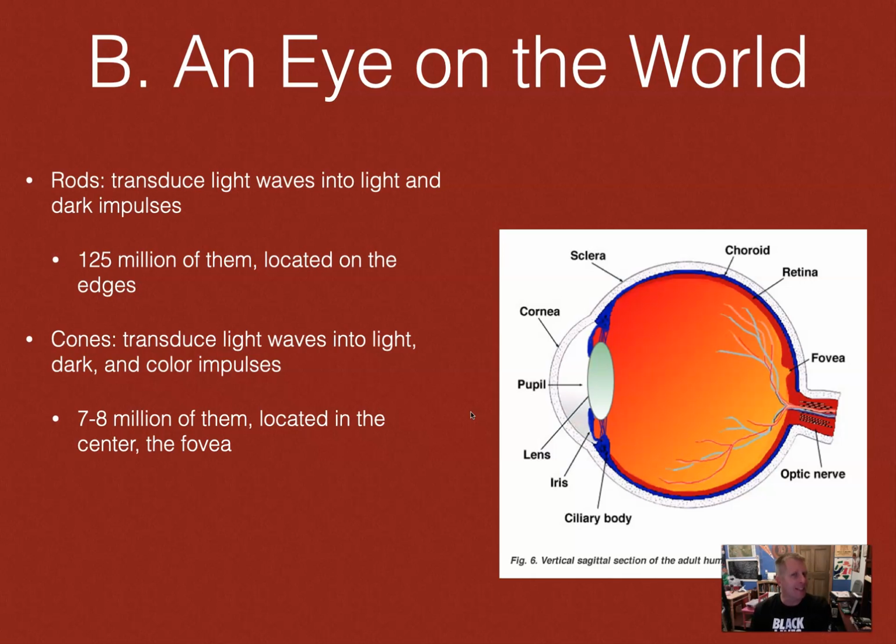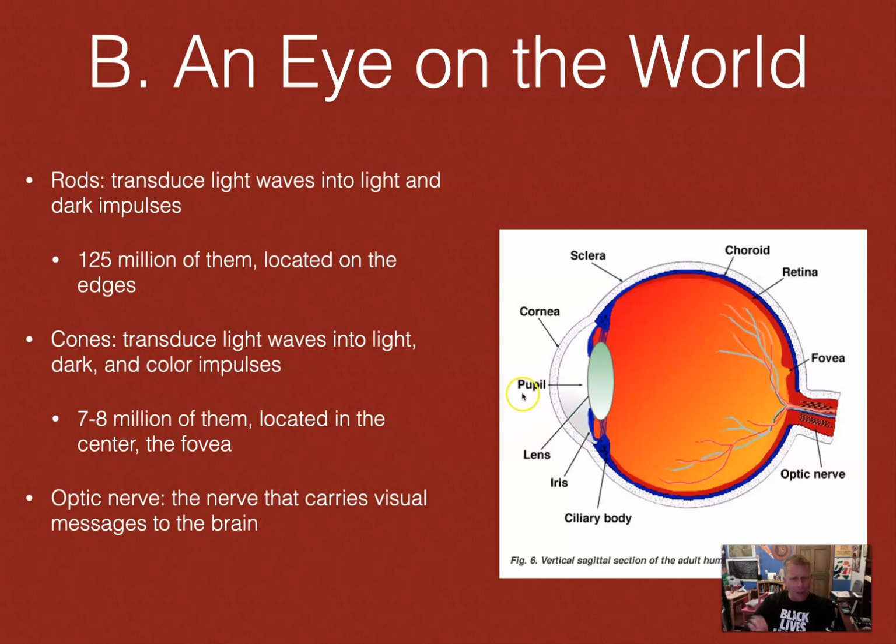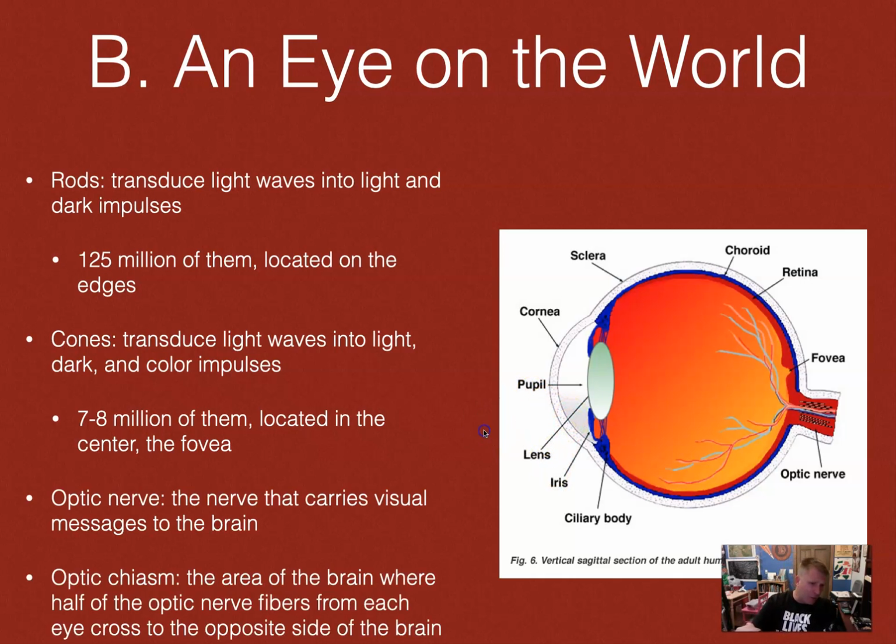However, when light gets dark, and that's why we don't really see color as well at night, because you just don't have as many receptor cells. The optic nerve is the nerve that carries the visual messages to the brain. And then we have the optic chiasm, which is the area of the brain where half the optic fibers from each eye cross to the opposite side of the brain. So the right eye goes to the left brain, and the left eye goes to the right brain.